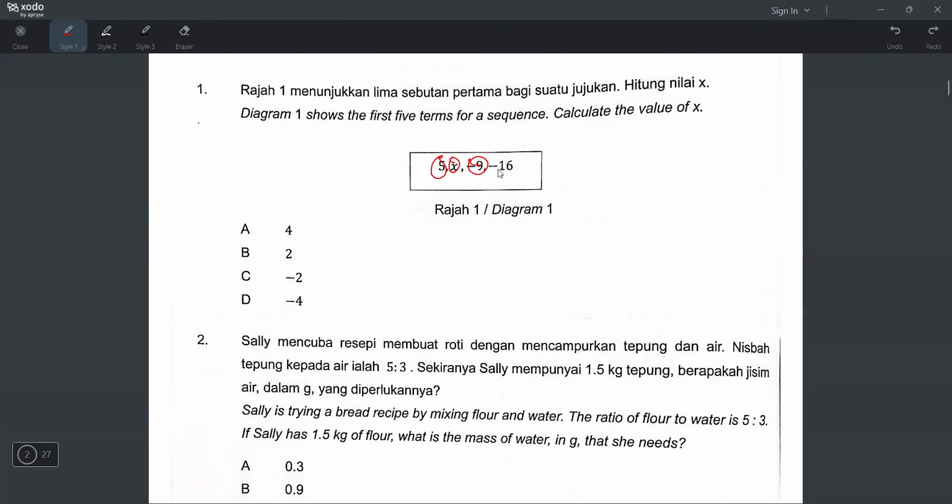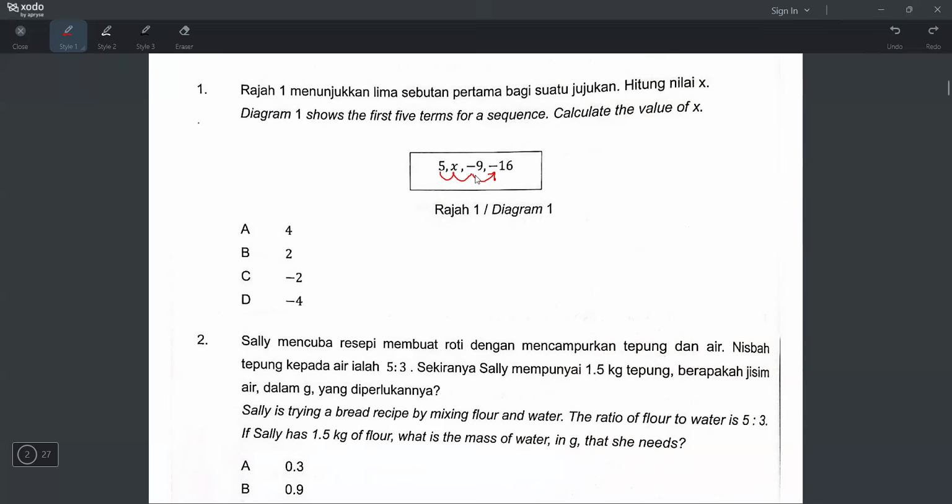All right, they already said this is a sequence. That means there's a certain pattern to all these numbers, right? And your job is to figure out the pattern first. So how to get from here to here, and from here to here. You have to figure out these patterns in order to find the x value. So the x I don't know. What I'm going to focus on here is the negative 9 and negative 16.